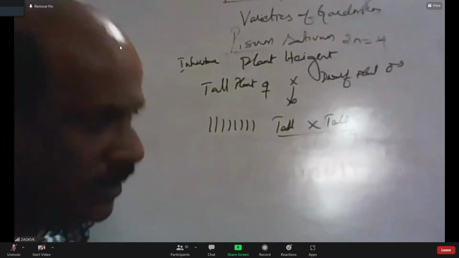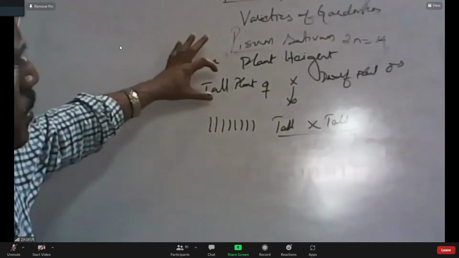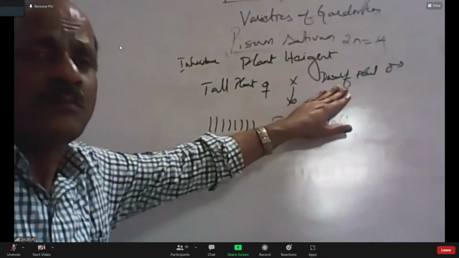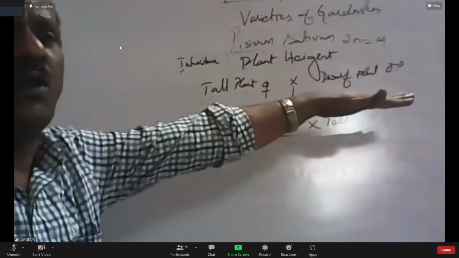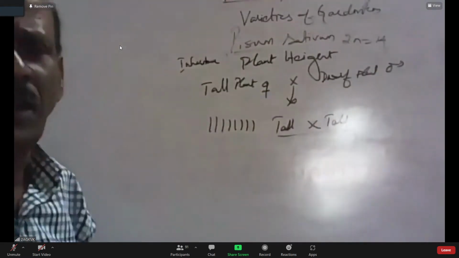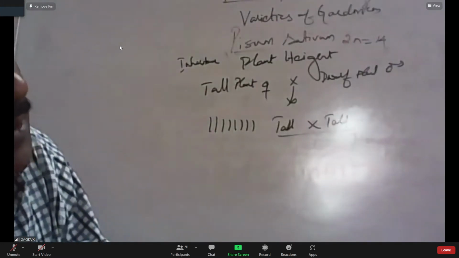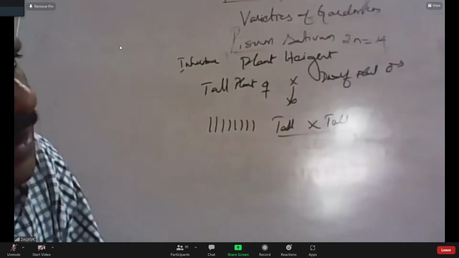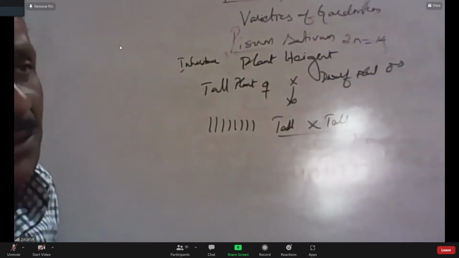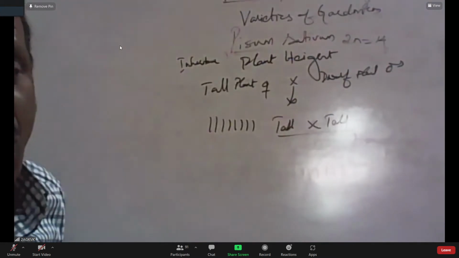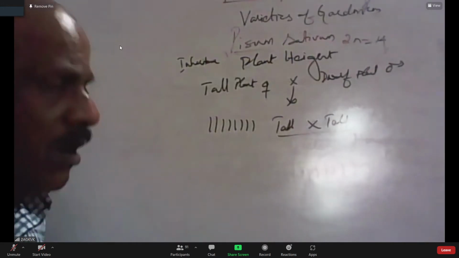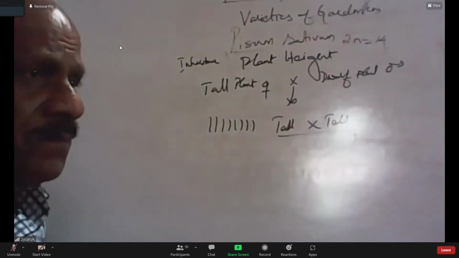Did you get it? Irrespective of whether you use tall as female or dwarf as female, when I said tall as female, obviously dwarf is male. If you use dwarf as female, then tall is male. Is that clear? So the resulting F1 progeny were found to be always tall. So this is called the law of uniformity, irrespective of whether you use tall as female or tall as male.